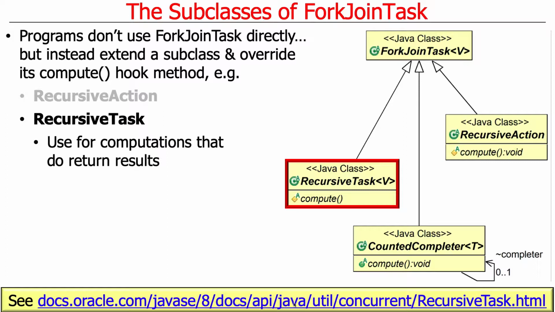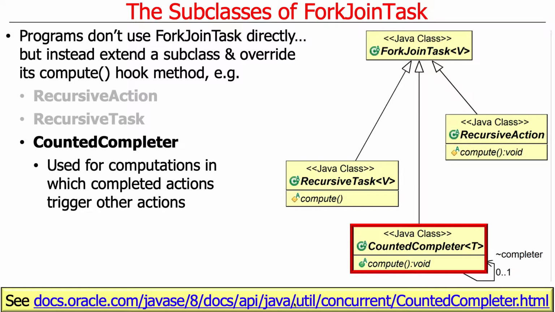Recursive task, which is kind of the workhorse for most of the things we're going to look at, is used for computations that do return results. And as we'll see, it returns results. And then counted completer is used for computations in which completed actions trigger other actions. And this is not used commonly by applications, but it's used a lot by the Java frameworks, and it's used heavily by the Java Streams framework.